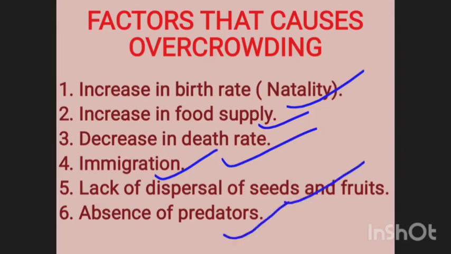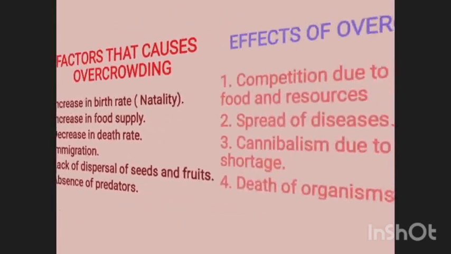Then absence of predators. These are organisms that feed on other organisms. So when there's no predator, it can lead to what? Overcrowding. Just imagine, or let's assume, for example, a crowd of rats, and there are no cats to feed on them, or no other animals to feed on them. If you take away all the enemies of rats, which are cats, snakes, and humans, and they are left alone, they will lead to what we call overcrowding. There'll be so many rats in the habitat. So the absence of predators can also lead to overcrowding.